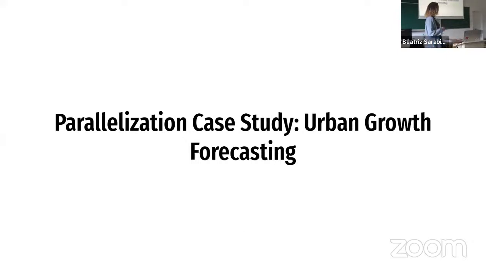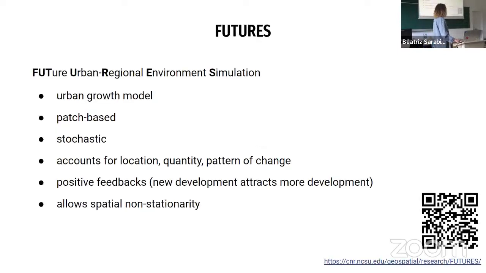Okay, and then in the second half, after the coffee break, we'll look at a case study, the second notebook, which is on modeling urban growth. And we're going to use the FUTURES model, which was developed at NC State. And it's an urban growth model that's patch-based and stochastic. So every single time you run the model, the output will be slightly different. And it has positive feedback. So if one patch of urban development starts, it's positive feedback, and it'll likely attract more development around it.